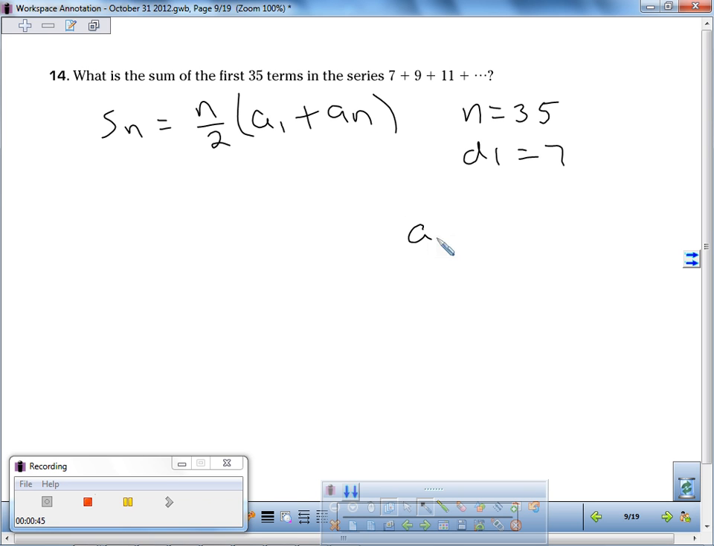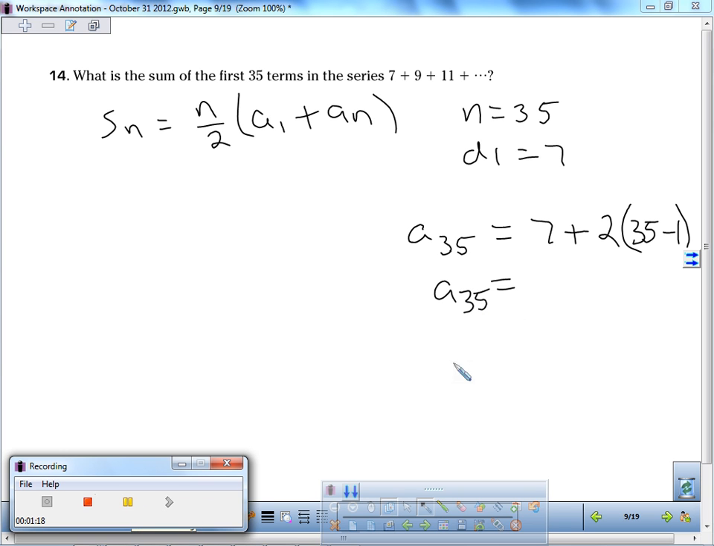So a sub n, which is the 35th term, is going to be equal to, we're just going to have to use both formulas basically, a1, 7, plus our difference. What's our common difference? That's the 35th term. But 2 is our common difference. n was 35, so it would be 35 minus 1. Go ahead and do that and tell me what the 35th term is. So we should come up with 75 for our 35th term.